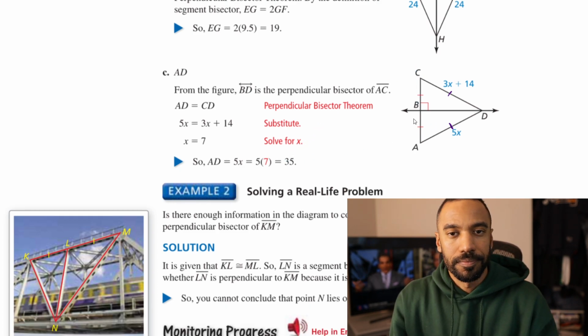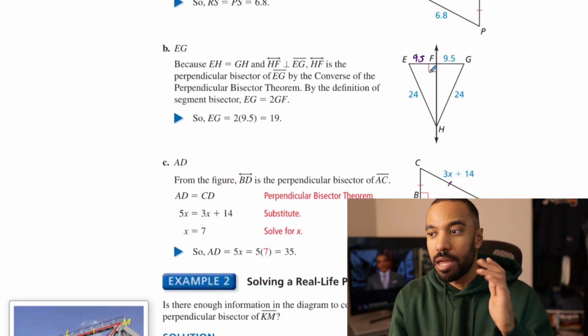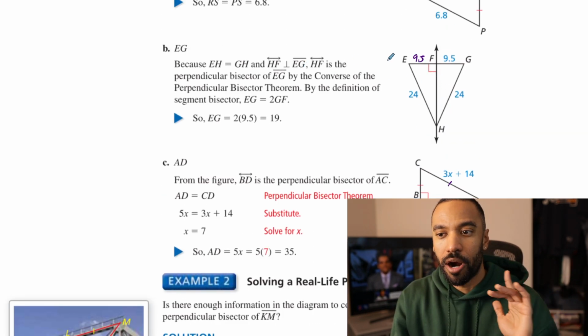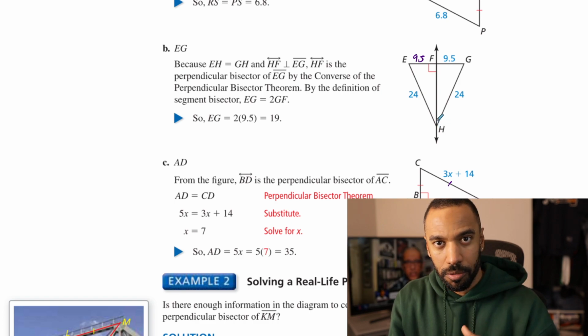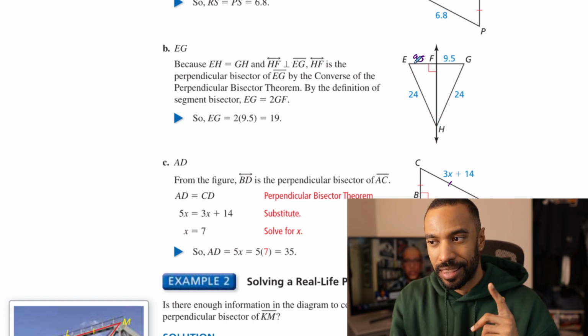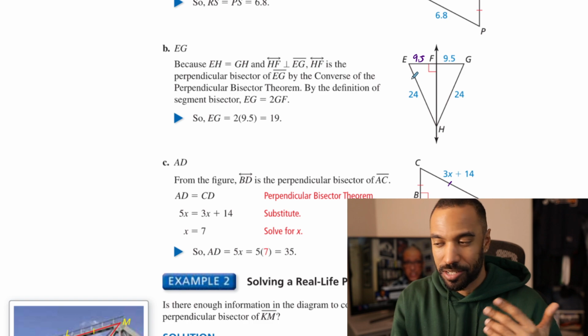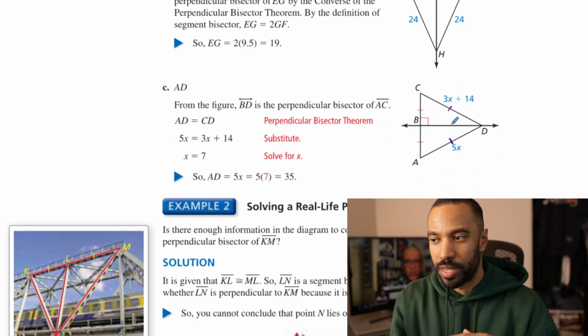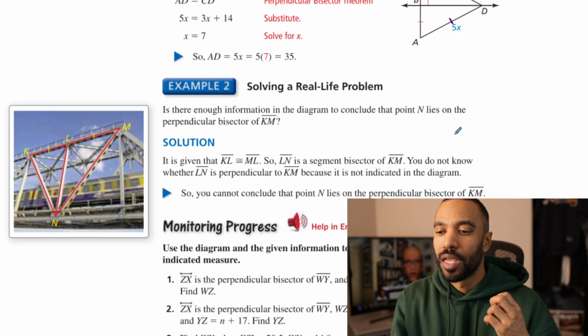So, there you go. By the way, I don't know if I mentioned this or not, but in part B, we're using the converse of the perpendicular bisector theorem, noting that this is indeed a perpendicular bisector because it was equidistant. Both of these, A and C, used the actual theorem.